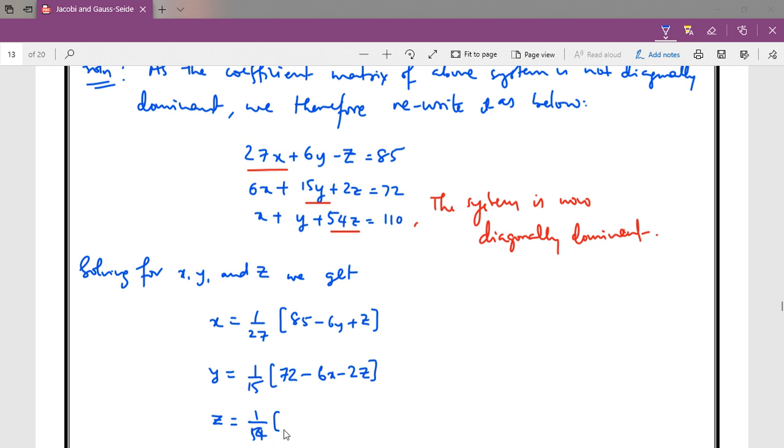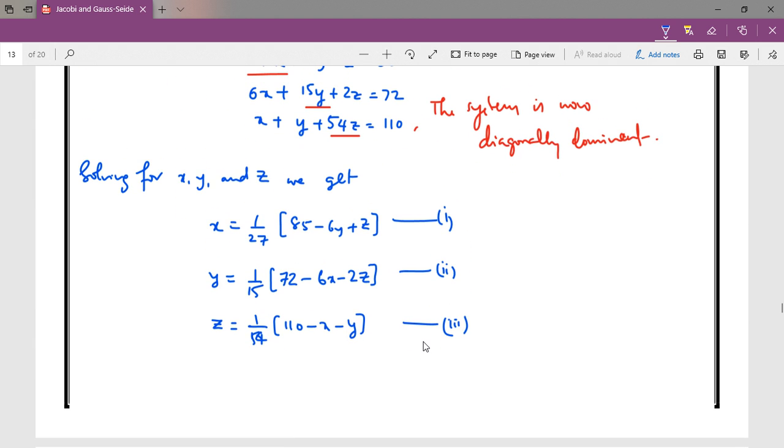From the third equation we solve for z. This is 1 by 54 into 110 minus x minus, sorry, minus y, because we are solving for z, so it should be y here. So we treat this as the first equation, this is now second, and this is third. Now we are all set for the iteration process.